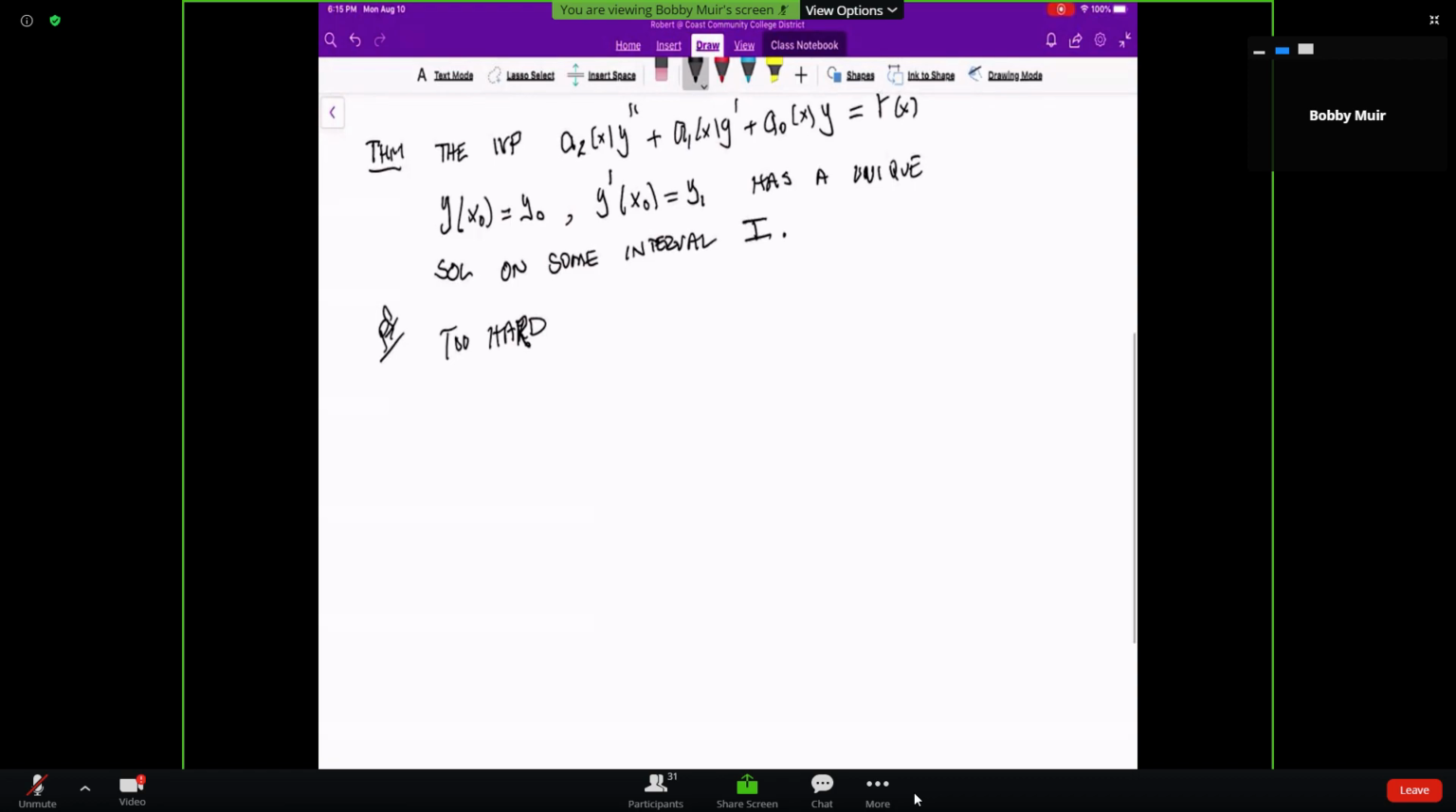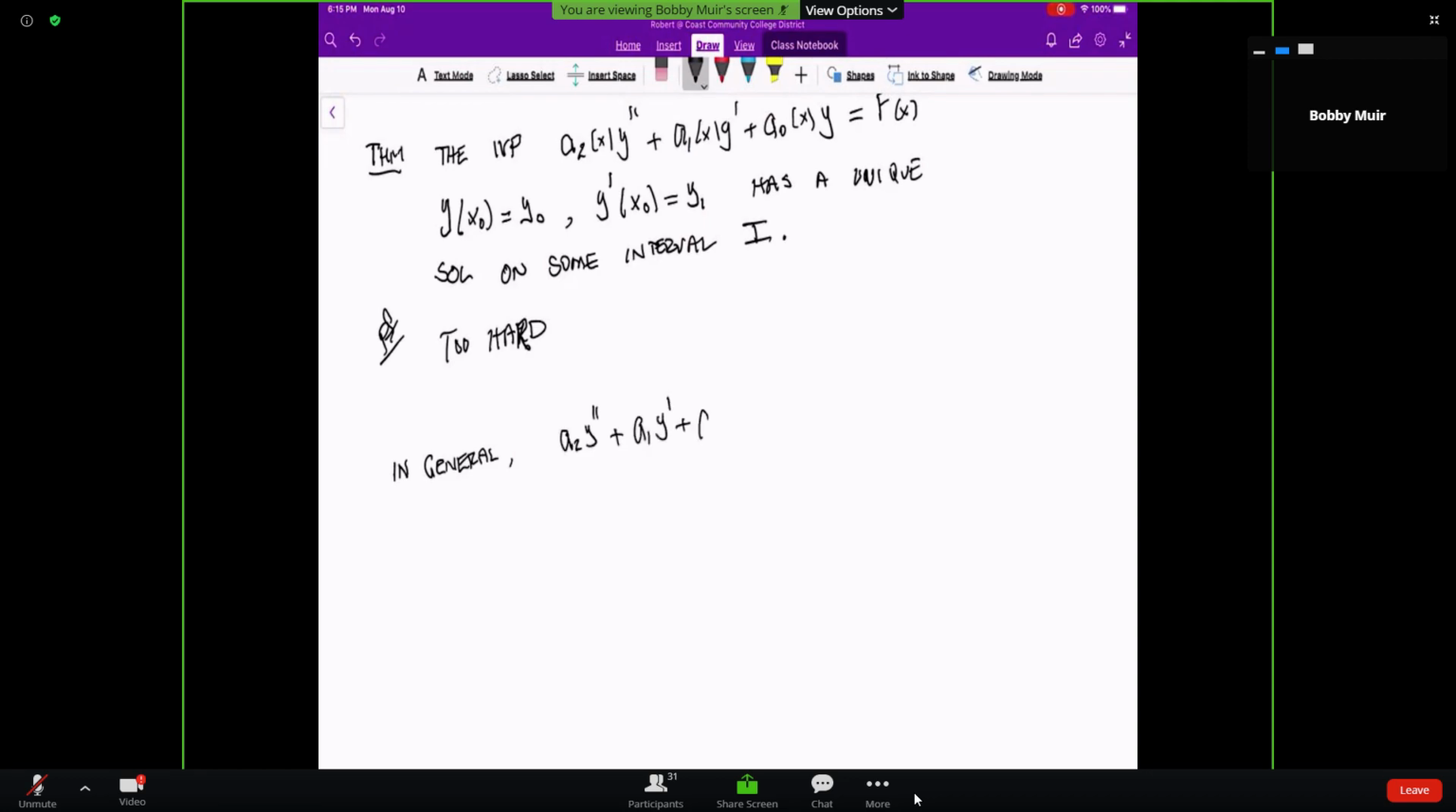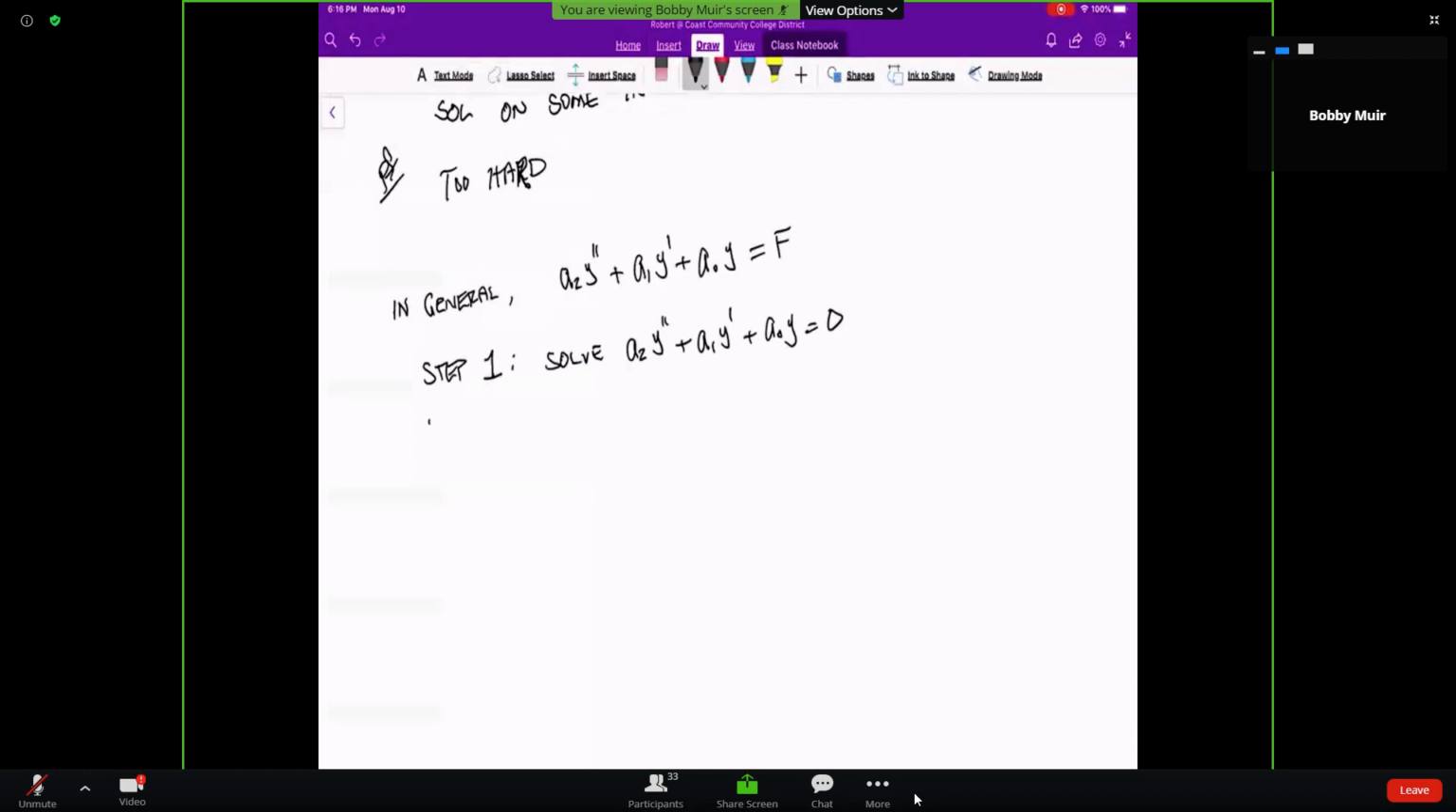Okay, now in general, here's how this goes. If I start with my a2 y double prime, a1 y prime, a0 y, and all of this is of x, I'm just getting lazy. This differential equation, step number one, we solve the associated homogeneous equation, a2 y double prime, a1 y prime, a0 y equals zero. Okay. And then step two, we use the solutions we find to cook up the general solution.